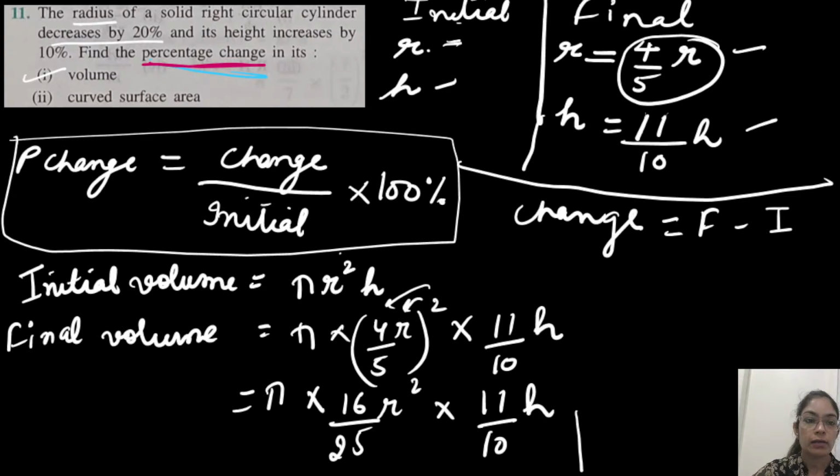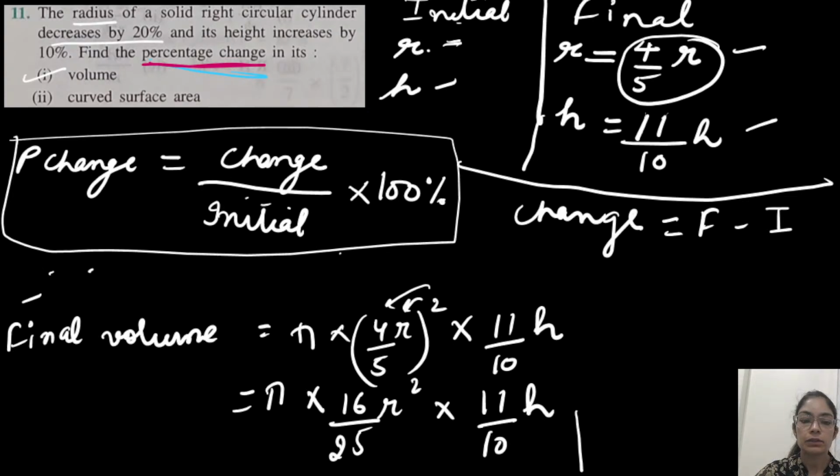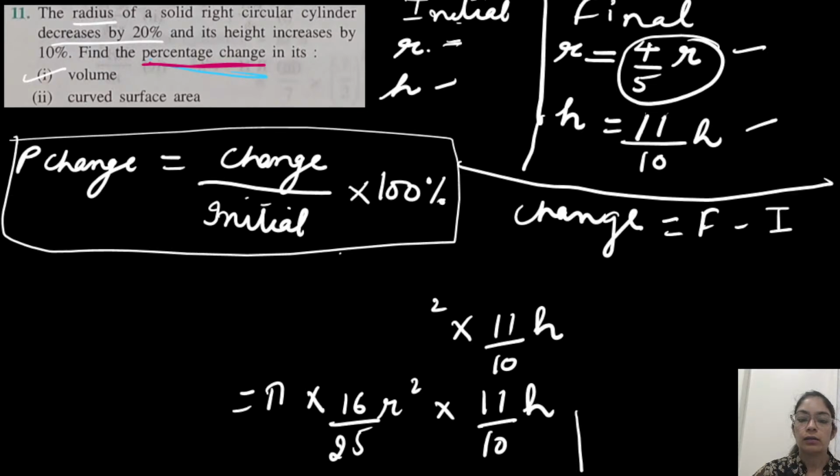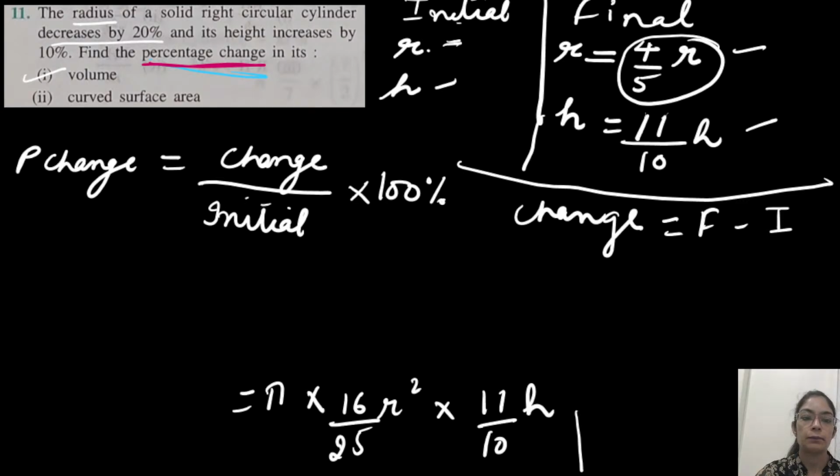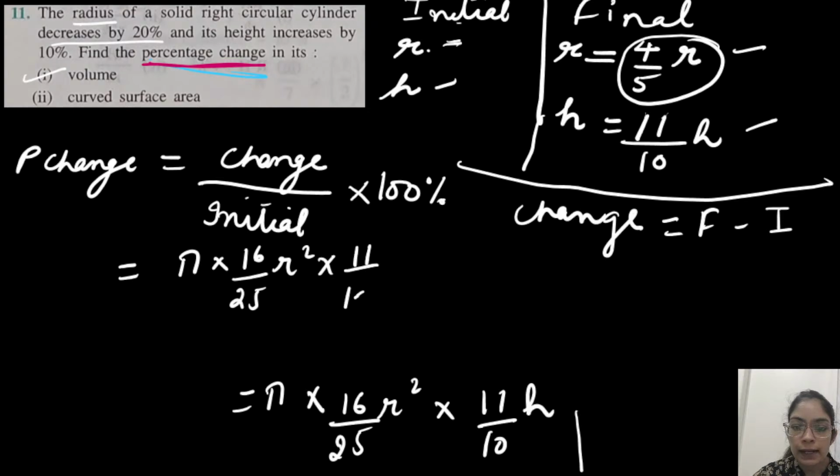So here I am going to write directly in the formula. This thing I am just going to clear. I hope you have written. Directly in this formula I am going to write change. Change is final value minus initial value. So what is the final value? Final value is pi into 16 by 25 r square into 11 by 10 h. This is the final value.